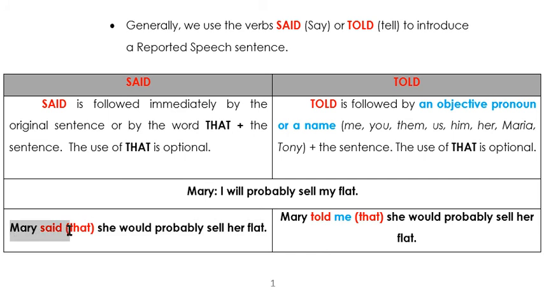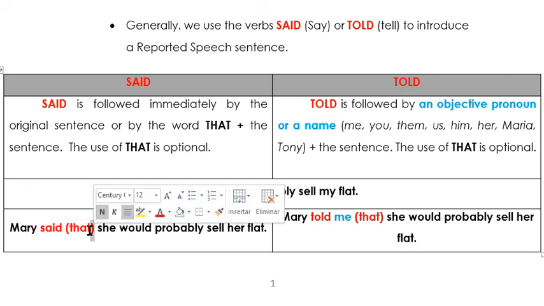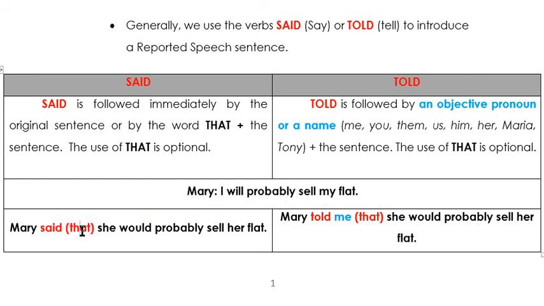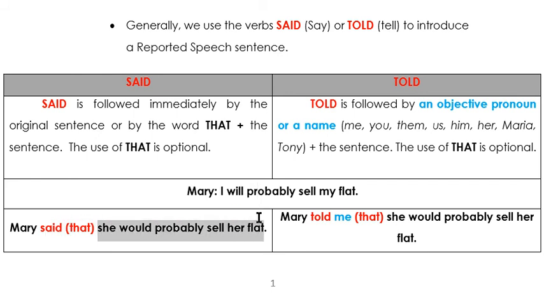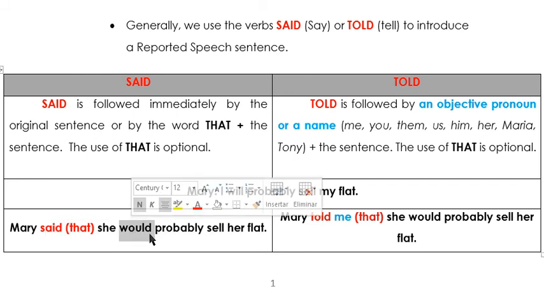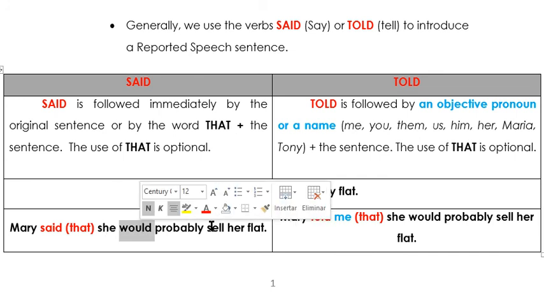Mary said that, este that está opcional, si ustedes lo quieren sacar, lo sacan, si no, pueden decir Mary said she will probably sell her flat, o Mary said that she will probably sell her flat. ¿Ok? That is optional. ¿Sí? ¿Vieron cómo inmediatamente después de said viene la oración original? ¿Sí? Con un tiempo atrás. El tiempo verbal va cambiado, ¿sí? Sería la oración original, pero está cambiado el tiempo.